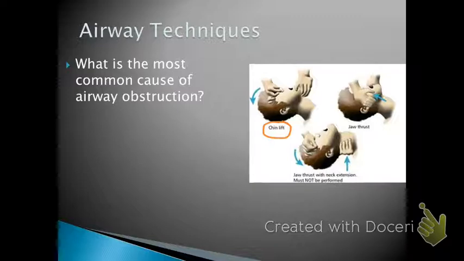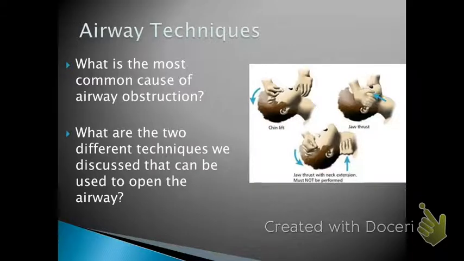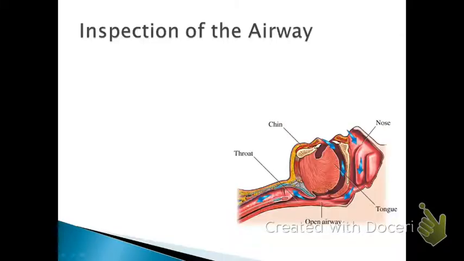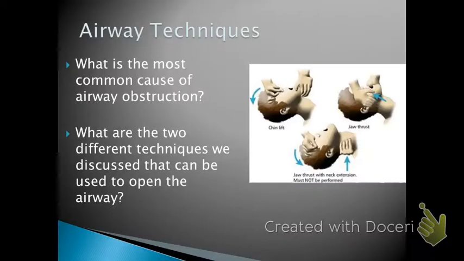So what are the two techniques that we discussed that can be used to open the airway? Well, it's very simple. The number one technique, the only technique that we commonly use, is the head tilt chin lift. So let's move that back. It's going to be the head tilt chin lift. And then the other technique, which we only use with spine injured, head injured patients, is the jaw thrust technique. And we'll do both of these in lab tomorrow when I see you.